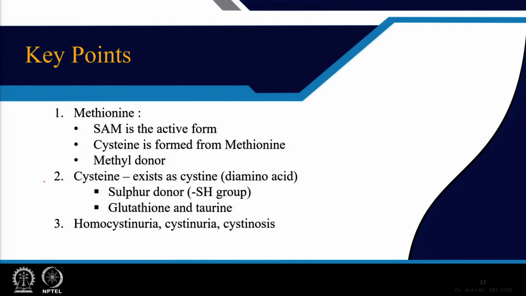So, what are the key points from this session? We have discussed methionine metabolism. In methionine metabolism, what you need to remember is the active form S-adenosyl methionine, which acts as the major methyl group donor. Then cysteine, cysteine is formed from methionine, and cysteine is the single amino acid here. It acts as a sulfur donor, rather sulfhydryl group here. Then glutathione and taurine are the two important products which are formed from cysteine, and we also have discussed a few disorders like homocystinuria, cystinuria and cystinosis.